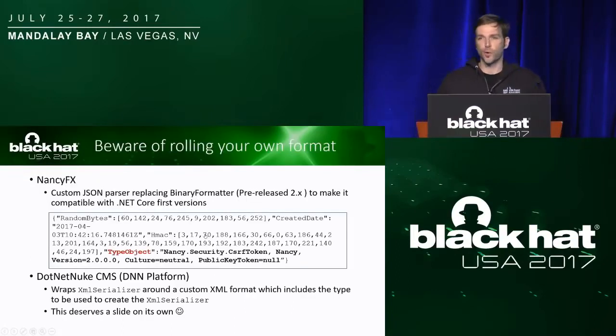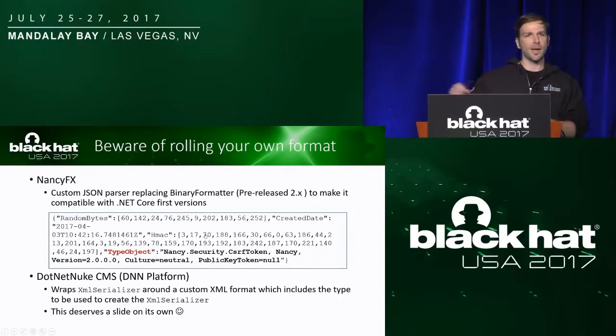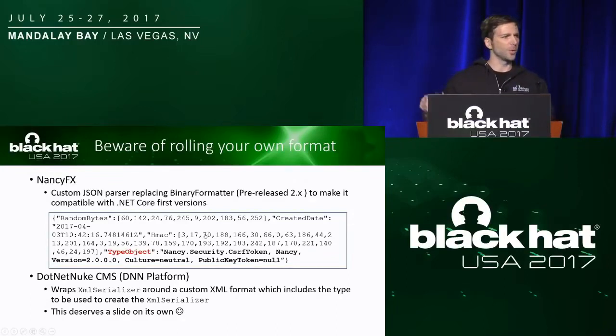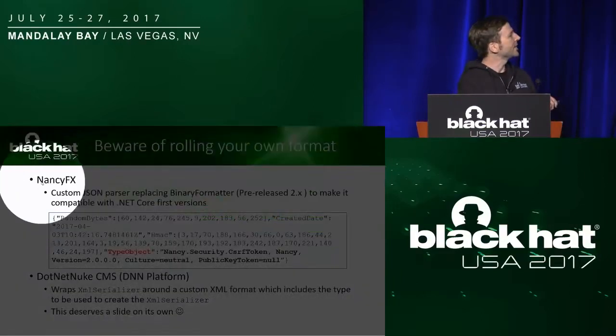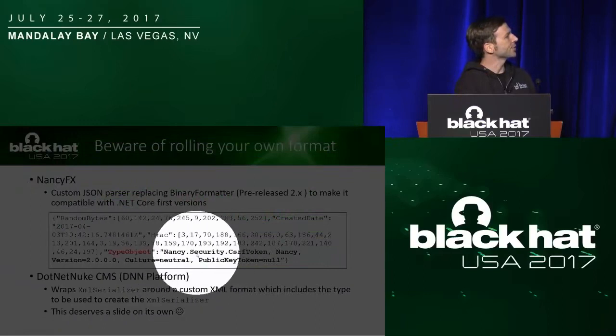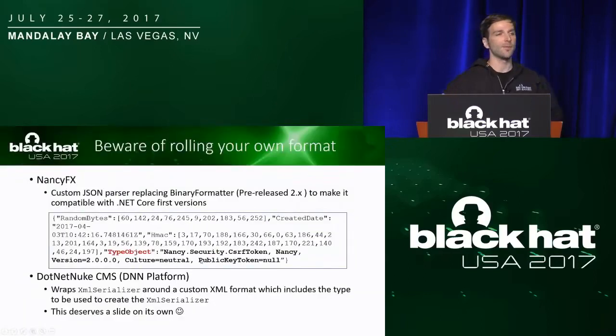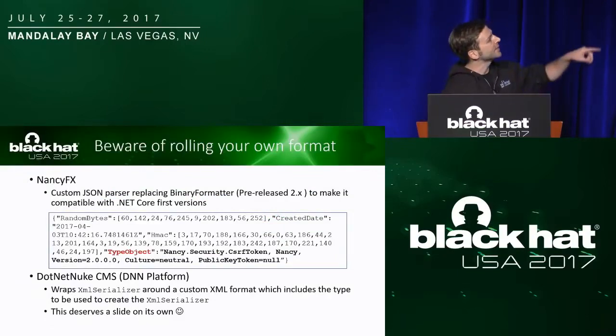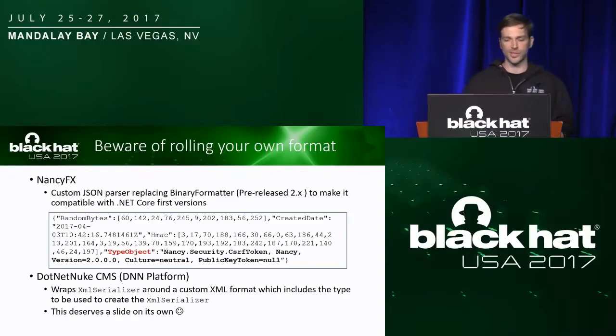Also, beware of rolling your own format. This is like crypto, right? For example, Nancy, the framework that we saw before, decided to move away from BinaryFormatter because BinaryFormatter was not going to be included in the first version of .NET Core. So they implemented their own JSON parser. So what can go wrong? Well, they included a type discriminator, so the attacker can control the type, and they invoke setters. So we were also able to get arbitrary code execution in this pre-released 2.x version. Well, it was released as a beta, not the official version.